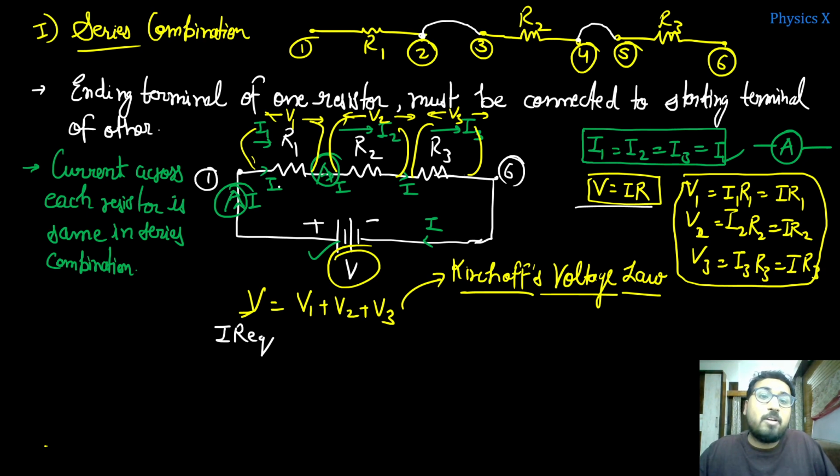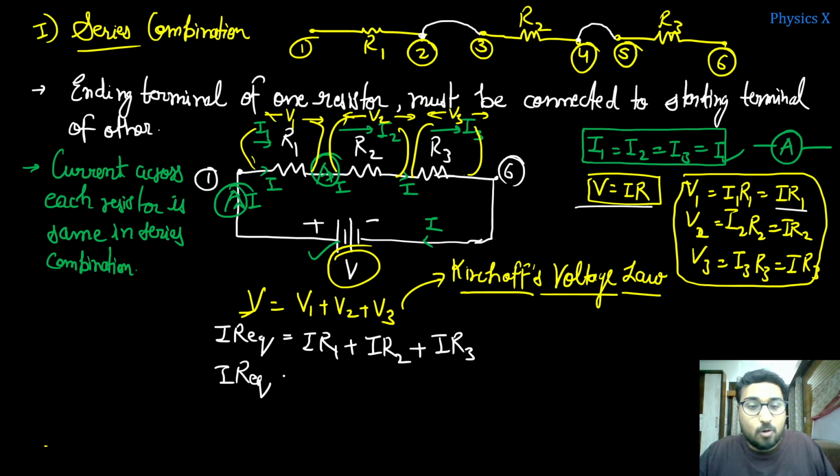Okay. Rather, this is a very simple series combination. There can be a combination of both series and parallel in a single circuit, which we will be seeing. So for IR equivalent, you can see that V1 I replace by IR1. Similarly, V2 is IR2. Similarly, V3 is IR3. Now, if I take this I common from all of these, I can write R1 plus R2 plus R3. And if I cancel the I, it is reduced to this expression.